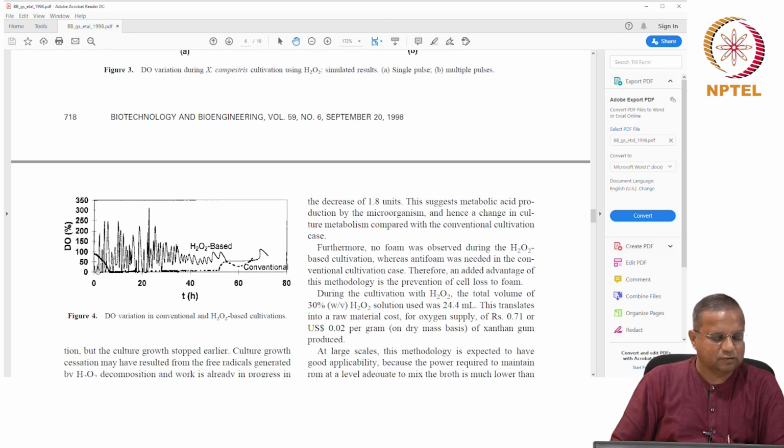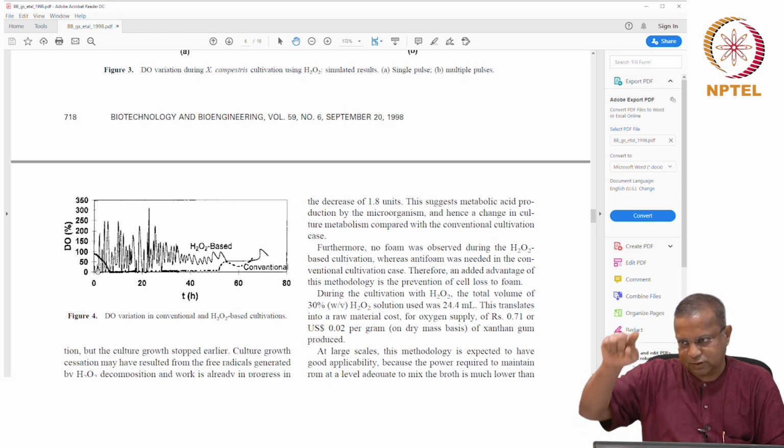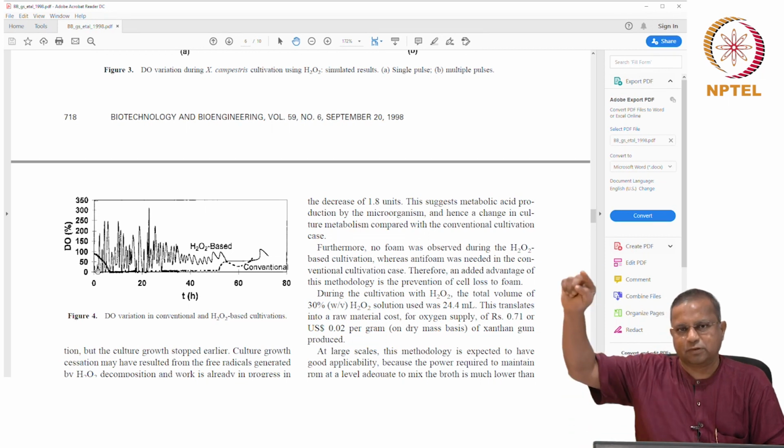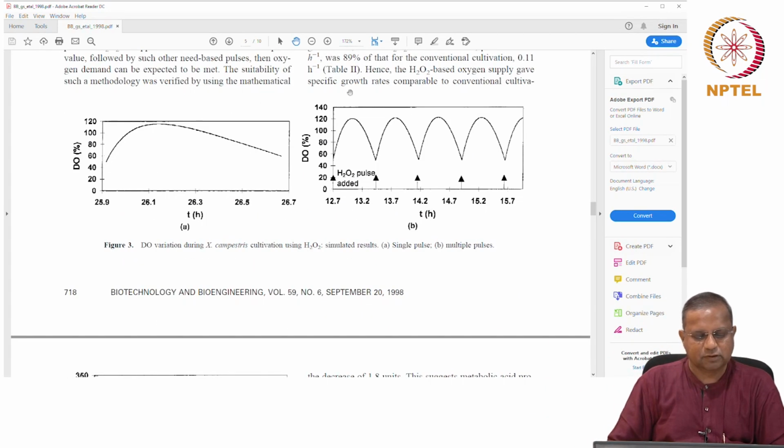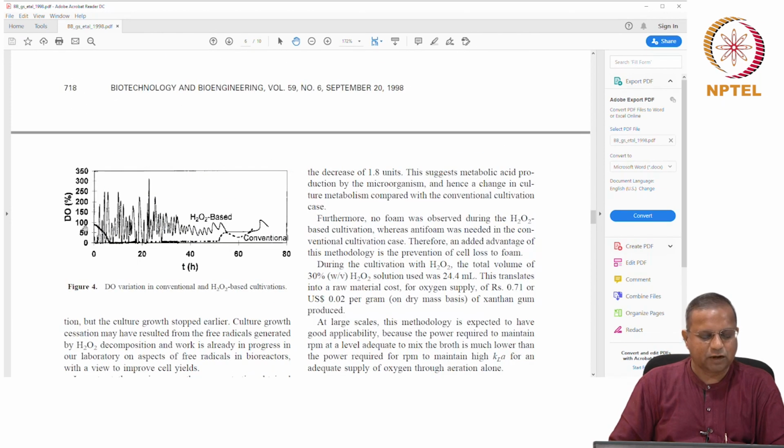Whereas if you use pulses of hydrogen peroxide, you add a pulse, the DO goes up and then it comes down. When it comes down close to 0, you add another pulse, then it goes up, comes down. You add a pulse, it goes up, comes down. When it comes down here, you again add a pulse, and so on and so forth. So by continuously measuring the DO and adding the pulse when the DO is close to 0, we kept the DO value above the 50% DO level which we set for this case.